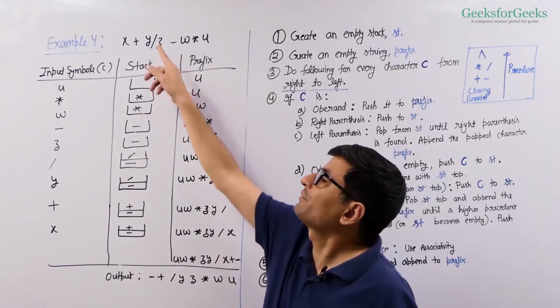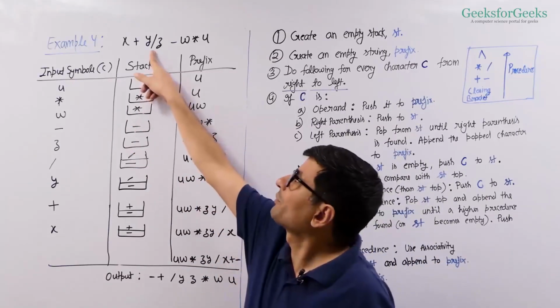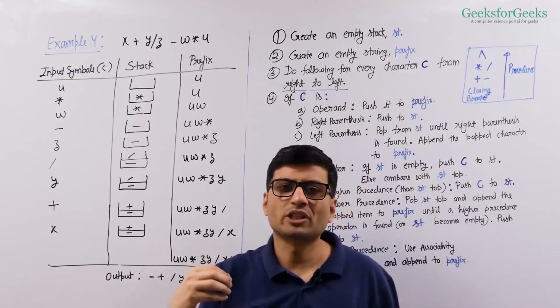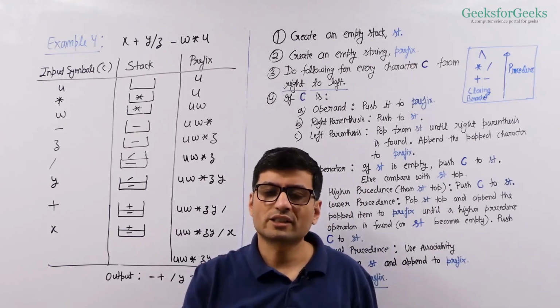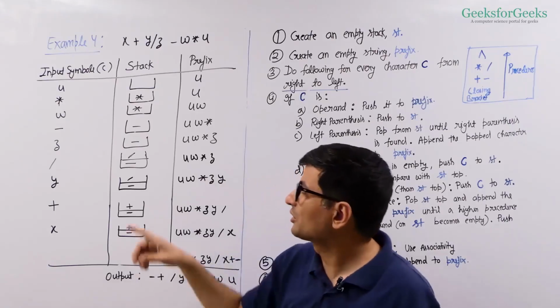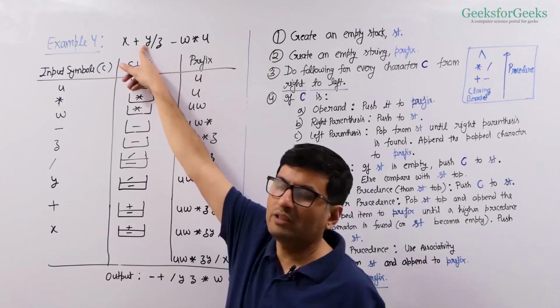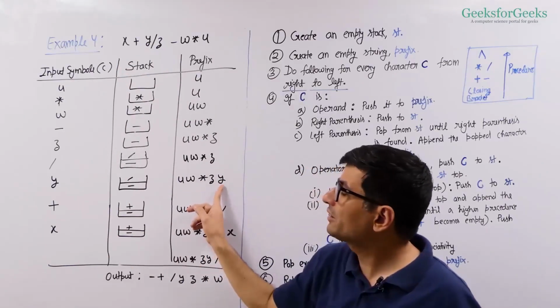Now the next thing is z, which is an operand. So we are simply going to append it to the result. Next thing is an operator. So we check it with the top of the stack and this has higher precedence than top of the stack. So we are going to push it into the stack. So we are going to push this division operator. Next thing y is an operand. So we are going to append it to the result.